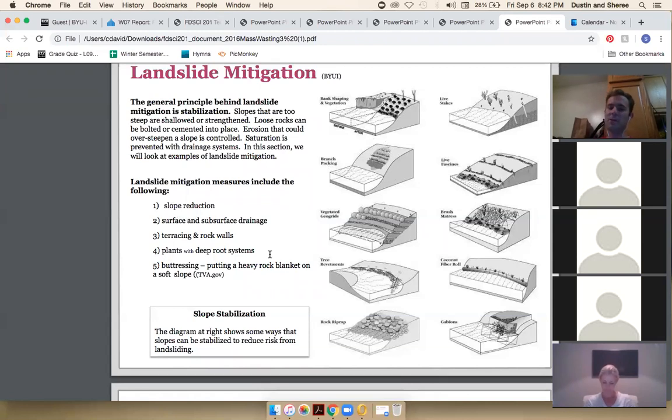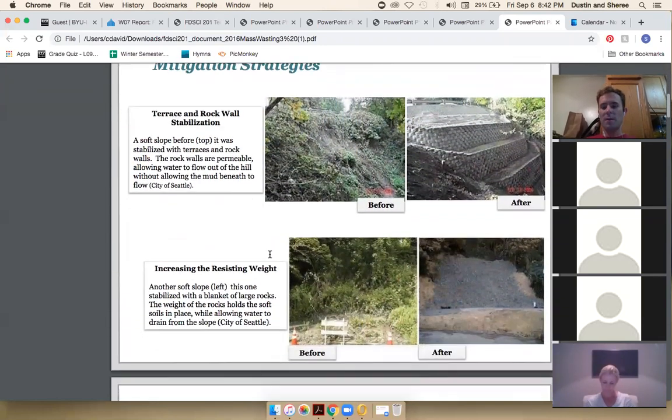Surface and subsurface drainage. So that means you can just make sure that water doesn't get trapped in the soil, that you have routes for it to go out so that it doesn't get in the soil and weaken the surface. Terracing, rock walls. You can plant plants with deep roots, or you can do what's called buttressing. That's just where you put a heavy layer of big rocks to blanket the slopes. We'll show you some examples here.